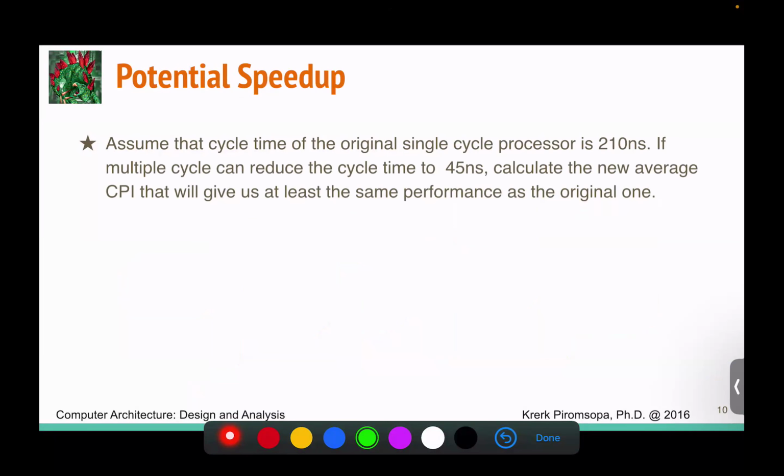Does it really make our CPU faster? Okay, let's do some calculation, see if it's really faster. So again, we come back to our equation, CPU time equals IC times CPI times TC. I got some numbers up here. Okay, let's start with the single cycle.